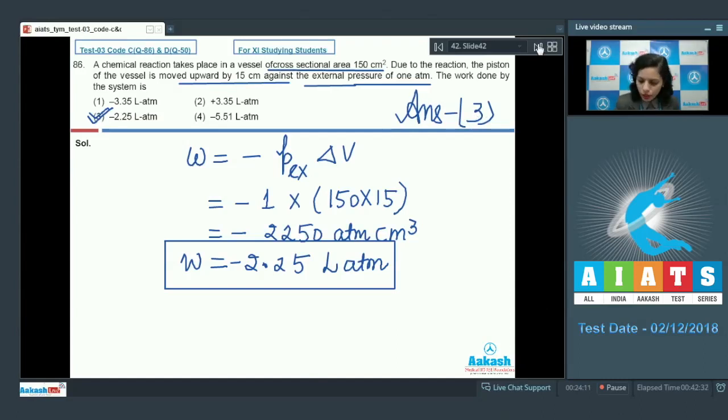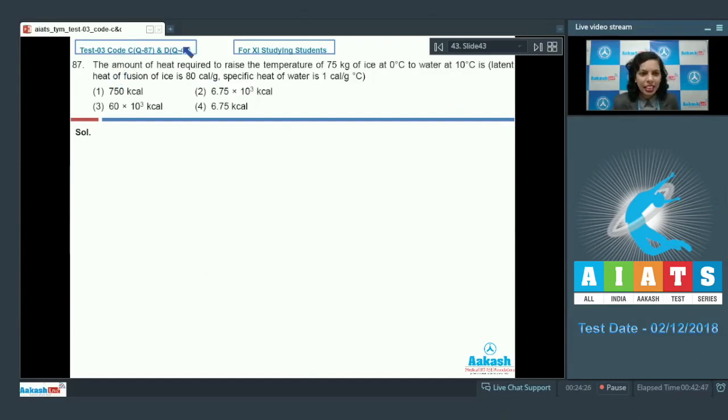Further, let's take next question. Question number 87. The amount of heat required to raise the temperature of 75 kg of ice at 0 degrees Celsius to water at 10 degrees Celsius is. It means in this process, basically we are just going to raise the temperature, that is from 0 degrees Celsius to 10 degrees Celsius also, as well as we are just going to change the state also. Ice is getting changed into water and the temperature is also changed during this process.